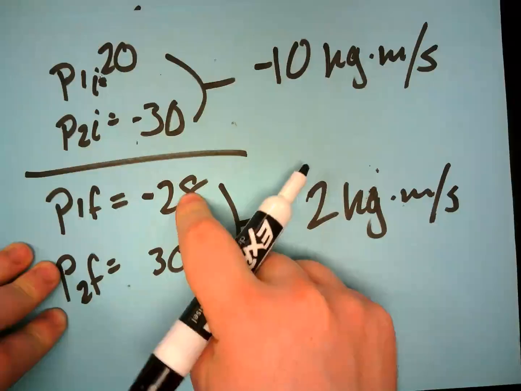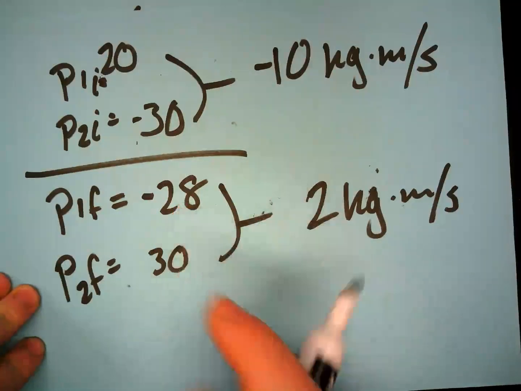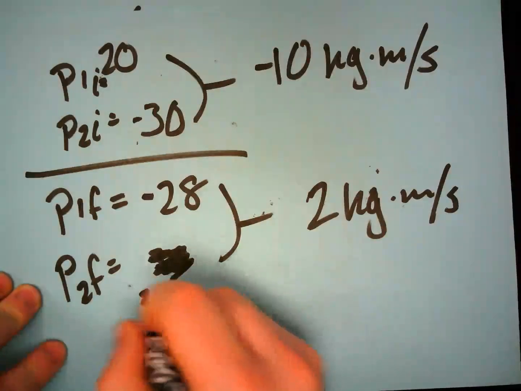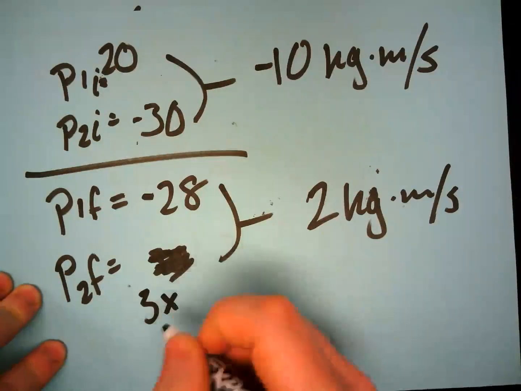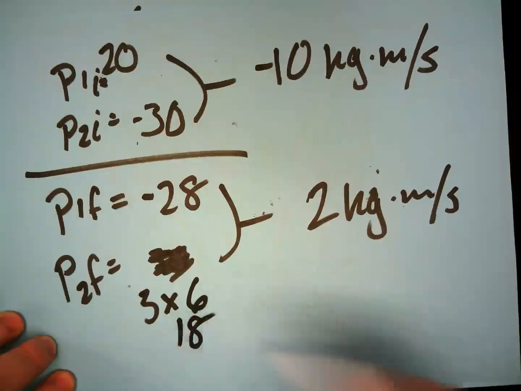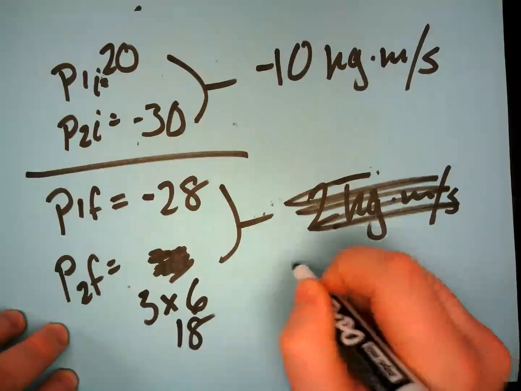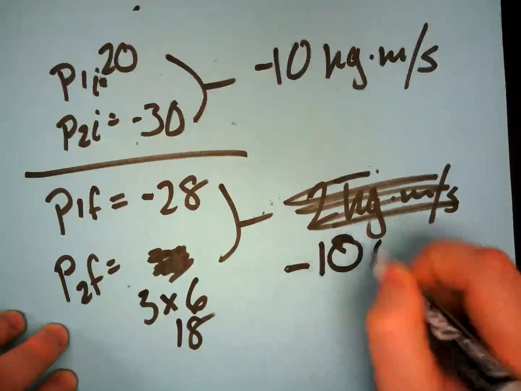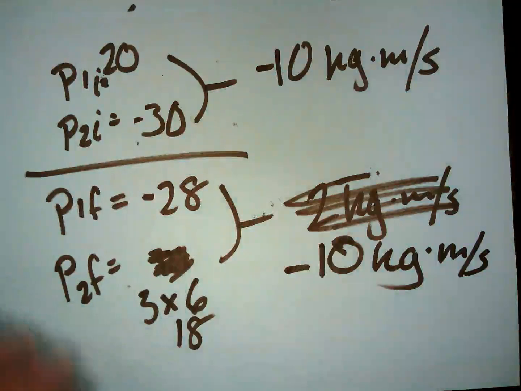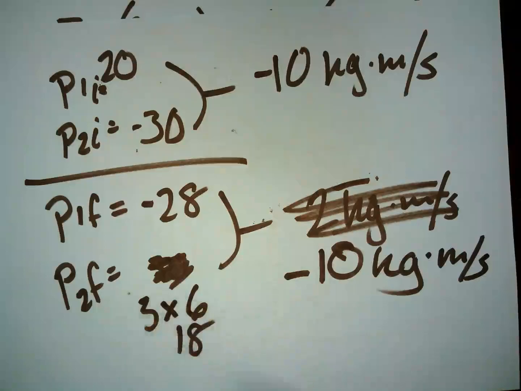So looking back at this guy, now the answer should be 3 meters per second. So we can keep this, this should be correct. Looking at this, it's not going to be 30. Now it's going to be 3 times, and a positive 3 at that, 3 times 6, which is 18. Now we've got it, negative 10 kilograms meters per second. Now we have conservation of momentum. Now we have the correct units.